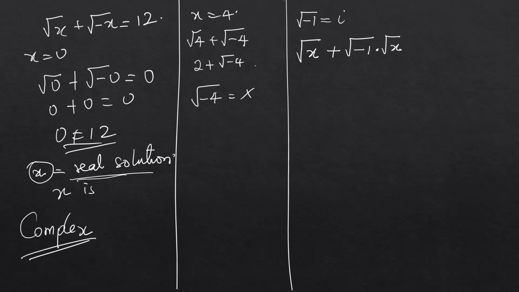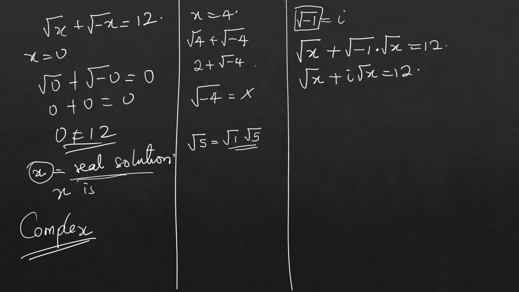Remember that, look at this, if I have root 5, it's still going to be the same thing as root 1 multiplied by root 5. It's still going to give you the same answer. So that is the same thing I did here. Then this is going to be equal to 12. Now, remember I have said that root minus 1 is going to be i. Therefore, I'm going to have root x plus i root x is equal to 12.